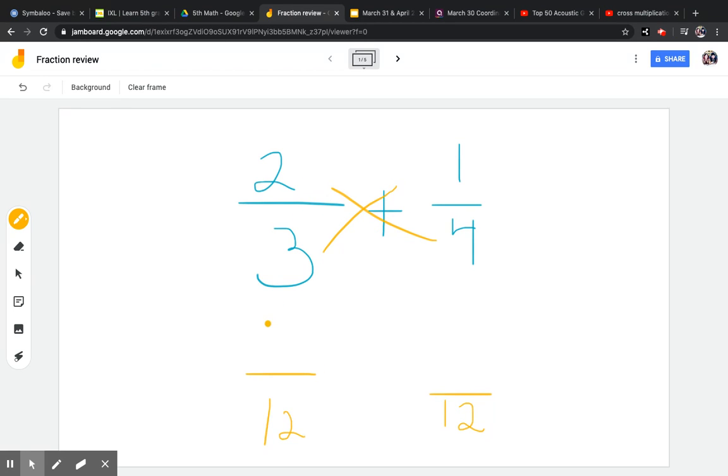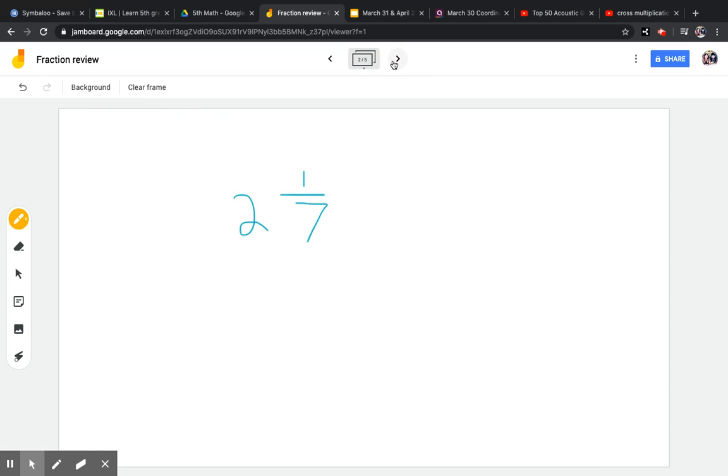So 4 times 2 is 8. 3 times 1 is 3. I'm going to make sure I keep this in the right order. So 4 times 2, whatever that top number is, that's going to be the first number. That's really important for subtracting because I can't subtract 3 minus 8, but I can subtract 8 minus 3. Then add them together, and I should get 11 twelfths. If this was subtracting, I would have 5 twelfths.